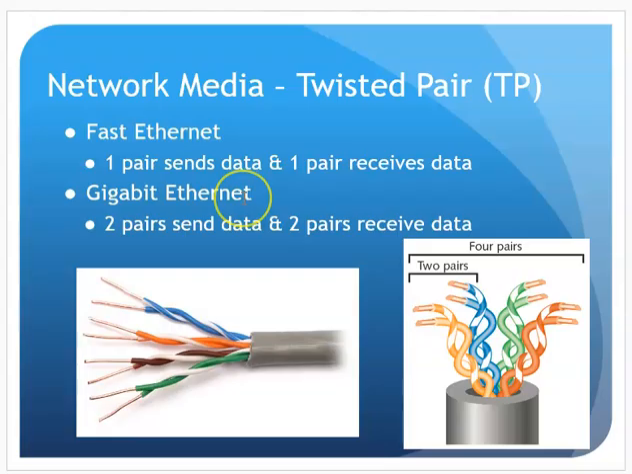Fast Ethernet, I had 1 pair send data and 1 pair receive data. With gigabit Ethernet, I have 2 pairs send and 2 pairs receive. So early fast Ethernet, I was only using 2 wire pairs, the orange and the green, if you will, and the other were just there along for the ride. Gigabit and above, I'm using all wires now.